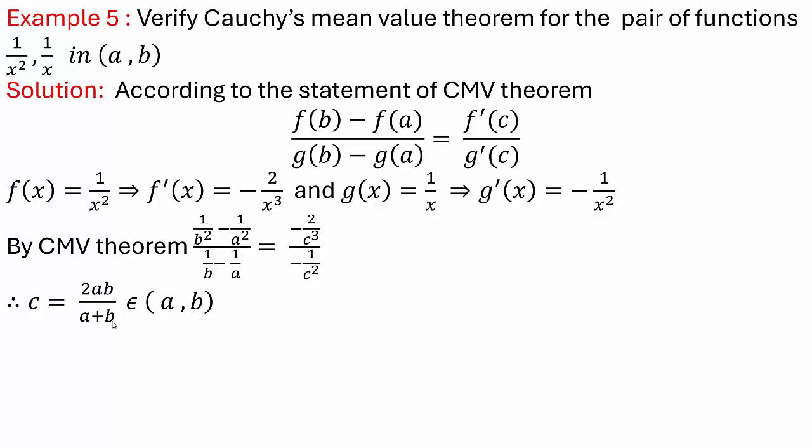Clearly, this value belongs to the open interval (a, b). Therefore, there exists a point c in (a, b) satisfying the condition (f(b) minus f(a)) divided by (g(b) minus g(a)) equal to f'(c) by g'(c). Thus, Cauchy's mean value theorem is verified.